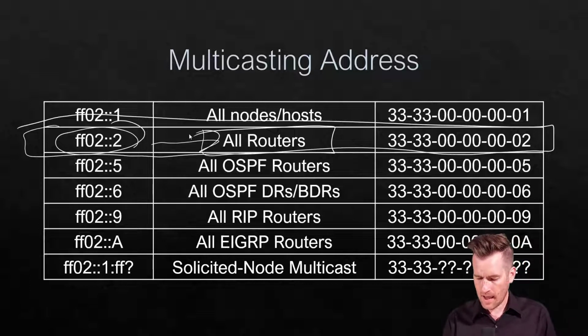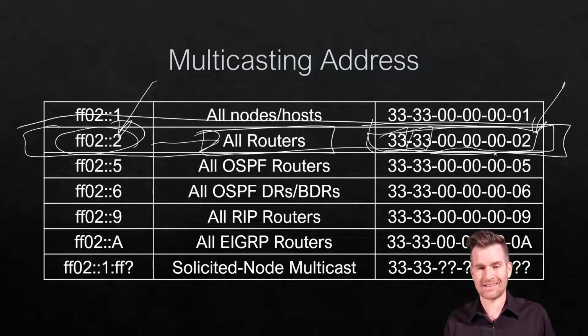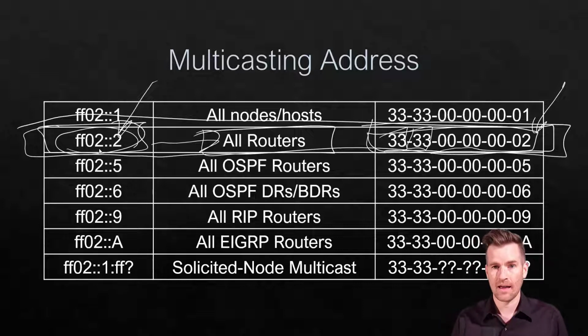And in this case, this IPv6 address has to have an associated MAC address with it. So when it actually goes out, the MAC layer or the layer 2 address is going to be 33-33-00-00-00-02. So that's the MAC address that is associated with this layer 3 IPv6 address.